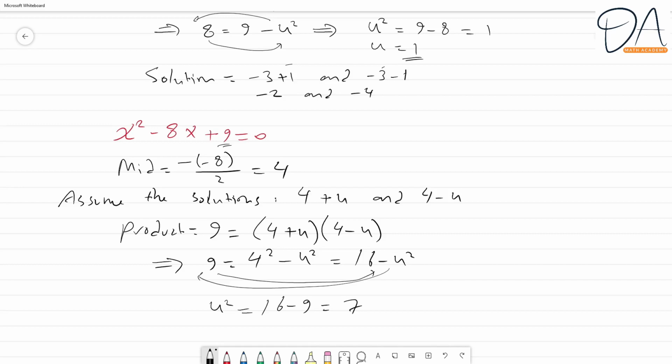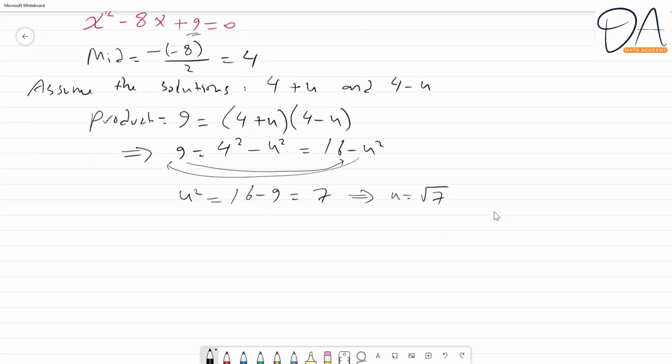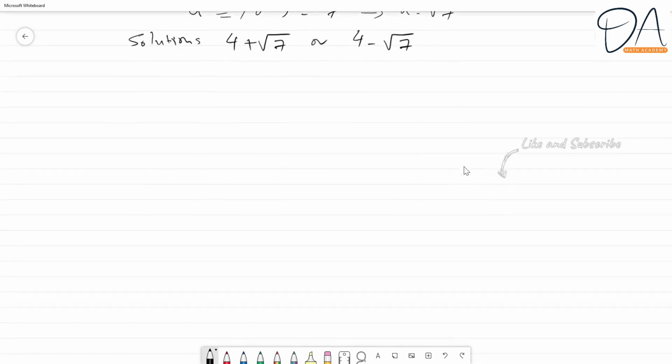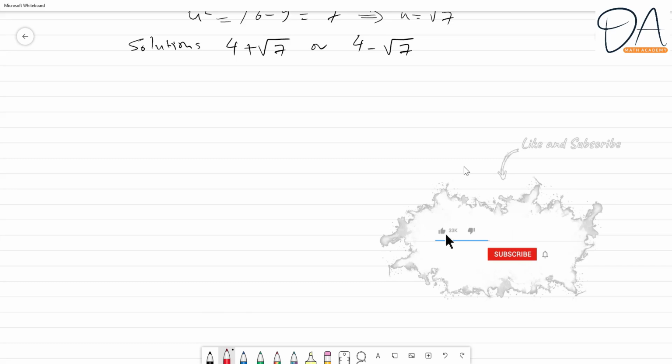So again, we have two possibilities for the root, positive and negative. I can take any one of them. Let's take the positive. So here u will be the square root of 7. And then the solutions for the roots of the quadratic equation will be the midpoint plus the u that we found, or 4 minus the square root of 7. These are the solutions. Again, you can imagine if we were trying to factorize, it would be very difficult for us to come up with these numbers. But with this method, we get it directly. Another example.